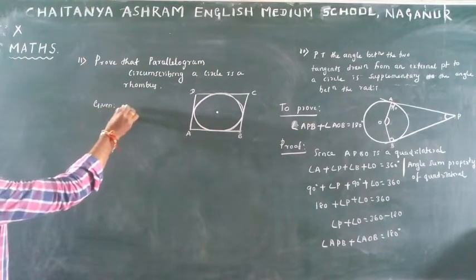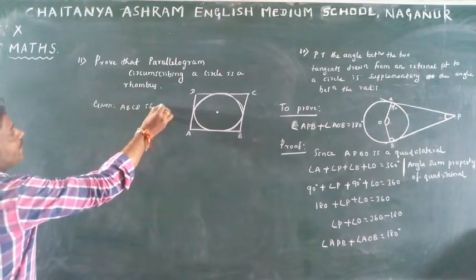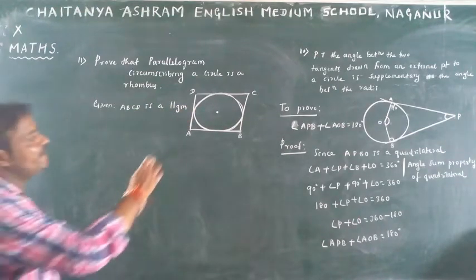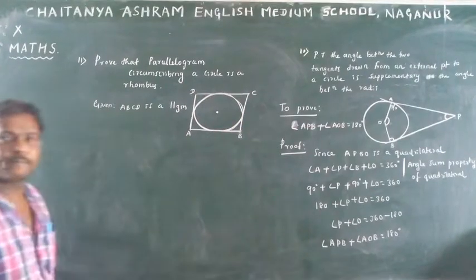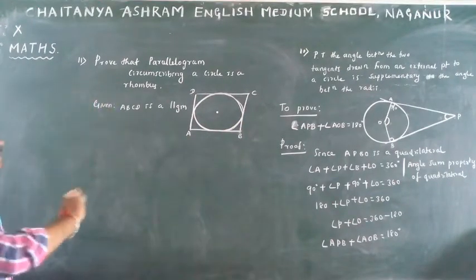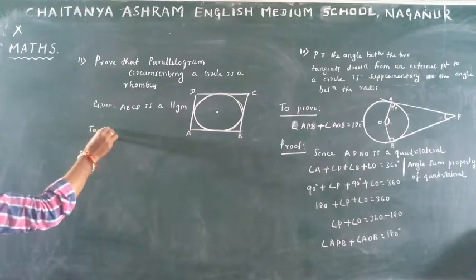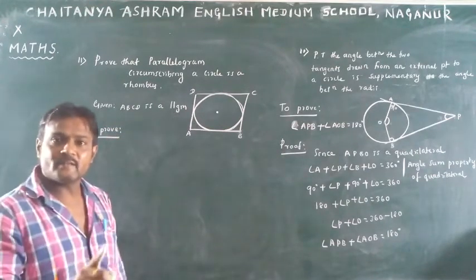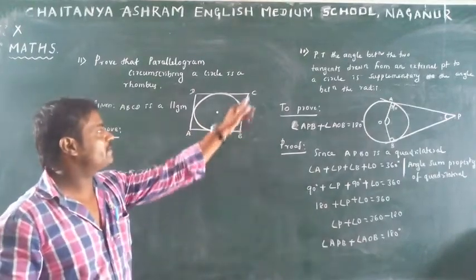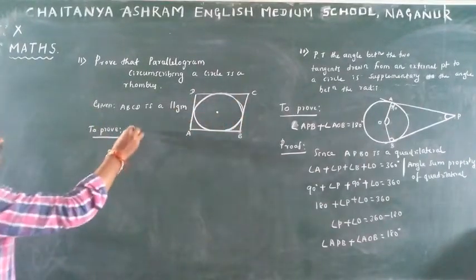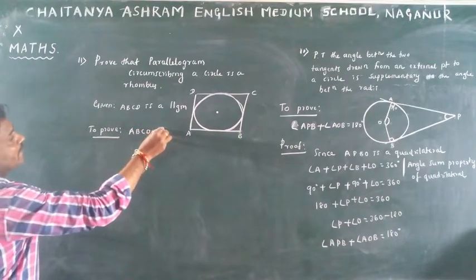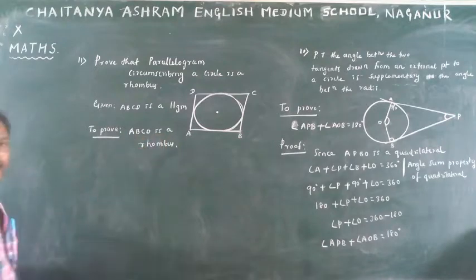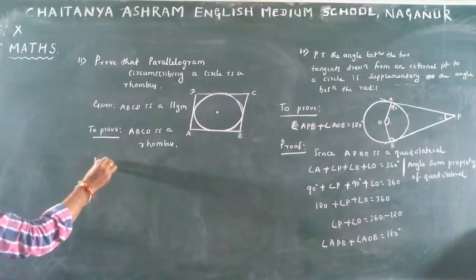So what is given? Given: ABCD is a parallelogram, according to the given data. To prove: we prove that it is not just a parallelogram, that it is a rhombus. We prove ABCD is a rhombus. Clear? So now see, the proof.